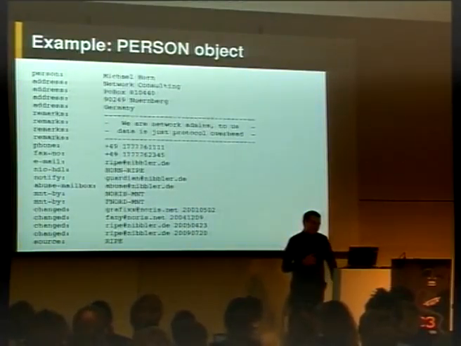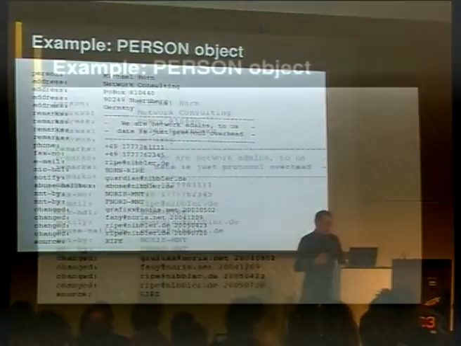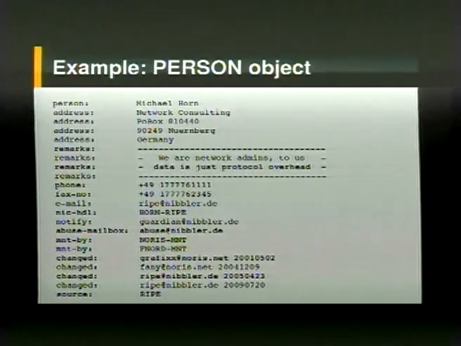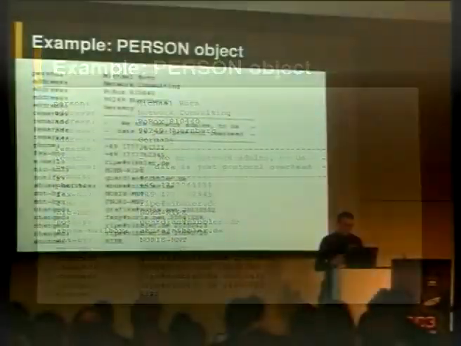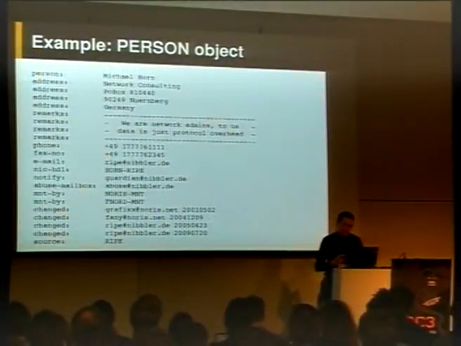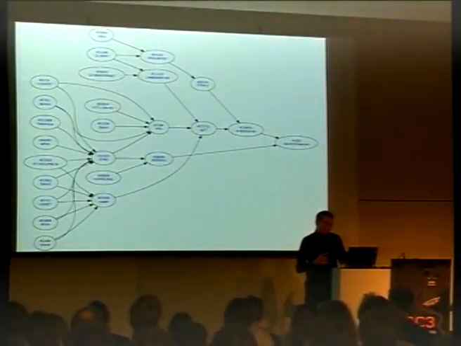For example, a person object looks like this. You just have these fields. Some of them are searchable keys. The primary key in that case is the NIC-HDL line. It's HORN-RIPE. That's the unique identifier for that object. And basically that's a record that points to a person in real life that has an address.